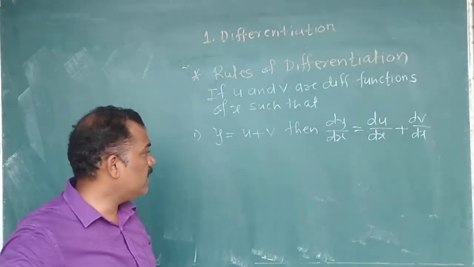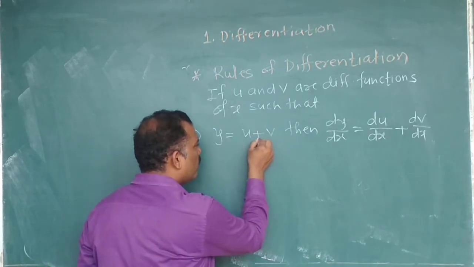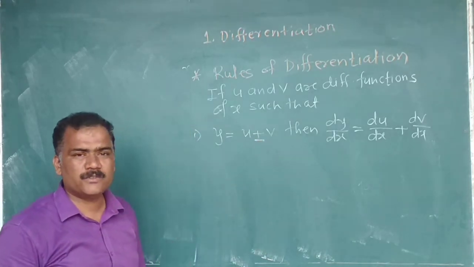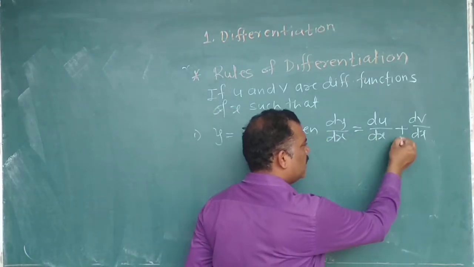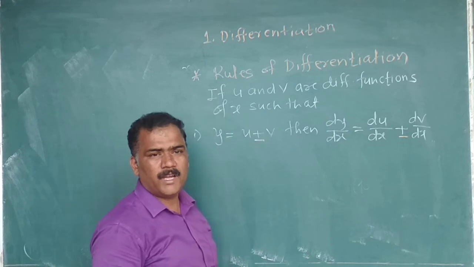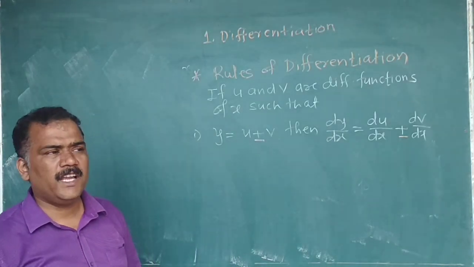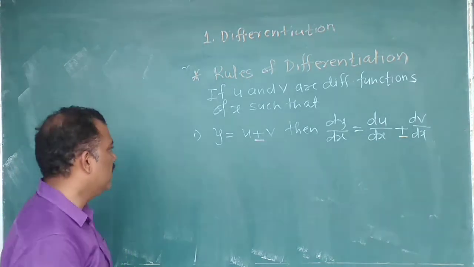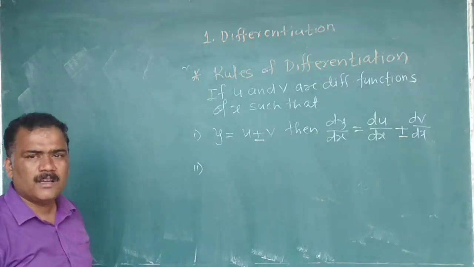If instead of this plus sign we take the minus, then what do we write? y is equal to u minus v. Then we get dy by dx is equal to du by dx minus dv by dx. These rules are related to derivatives of sum and derivatives of difference. Next one is the product rule, which is more important.